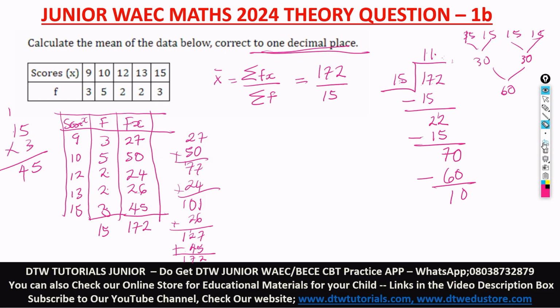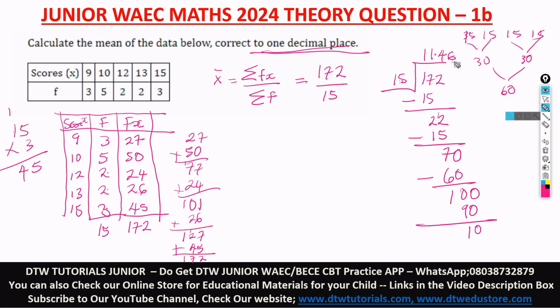All right, so can 15 go in 100? No, we add another 0, and 15 will go in 100. How many times can it go? It will go 6 times. So we add 6. 6 times 15 will give us what? 90. Let's subtract here: 0, carry 1 here. 10 minus 9 will give us what? 1. All right, so we can stop here now.